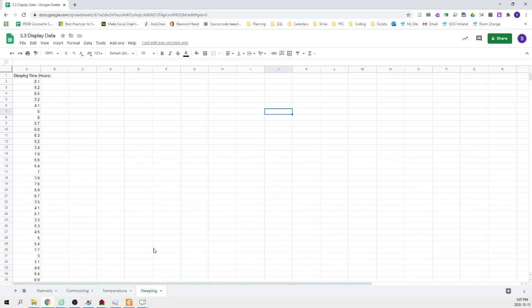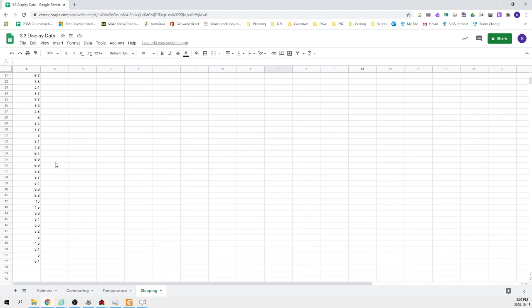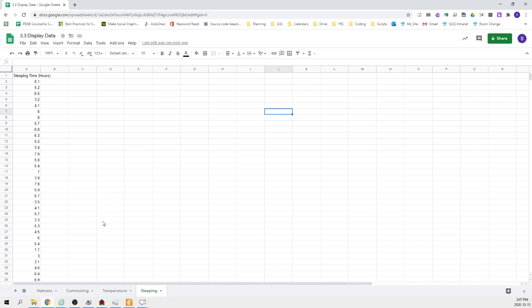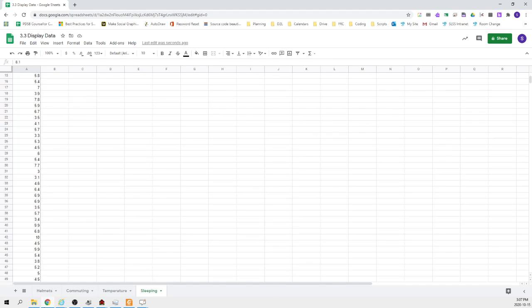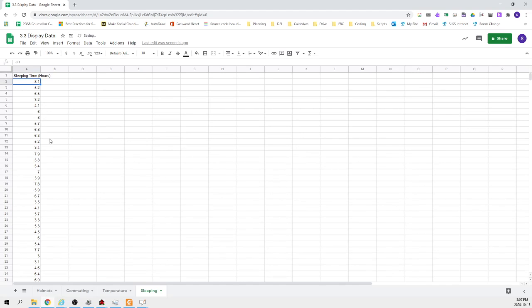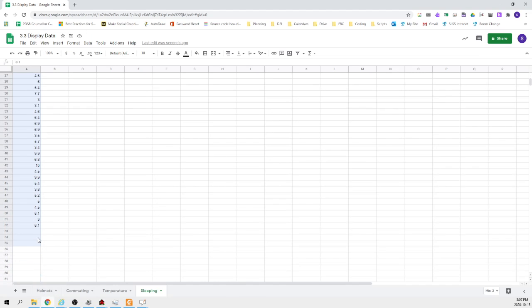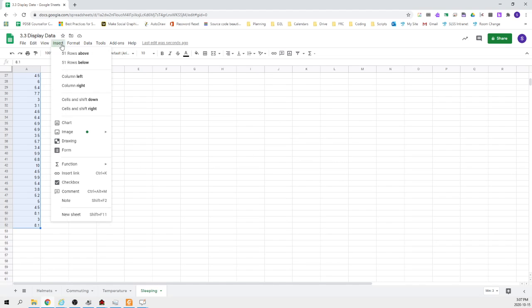Here's some information about how long people sleep. So you could imagine that a survey was taken, and they asked 51 people, how many hours per night do you sleep? And this person here sleeps 5.4 hours. So if we took all that data, what could we do with it that makes it more easy to understand and interpret?